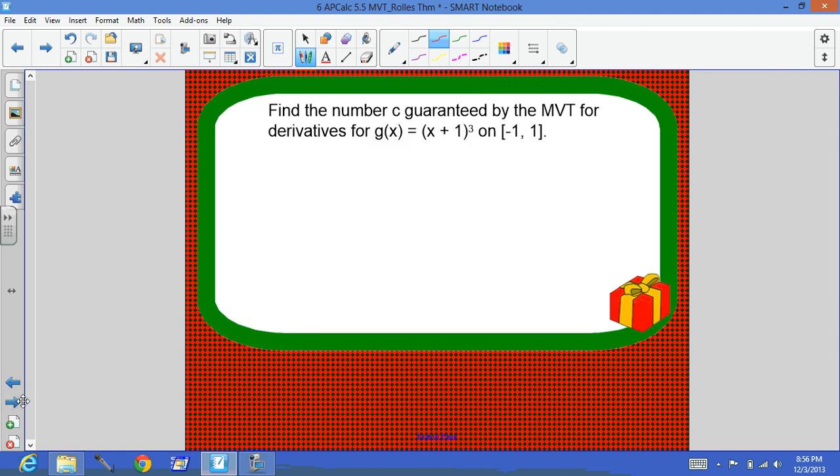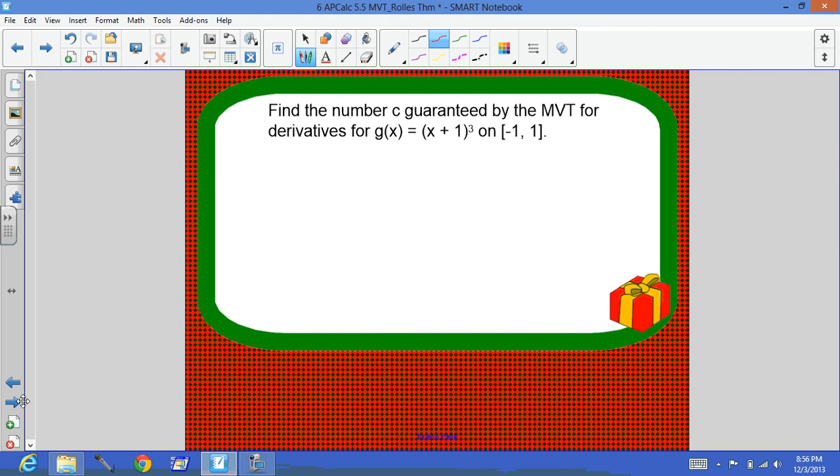Now then, here's the problem I want to work out. Find the number c that's guaranteed by the mean value theorem for derivatives for g of x equals (x plus 1) cubed on -1 to 1. This is where we actually get to see what we're doing. The other was a visual picture of it, but let's see what we're doing now mathematically.